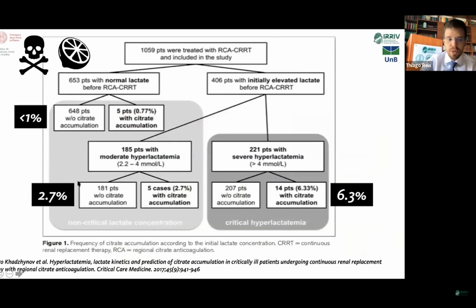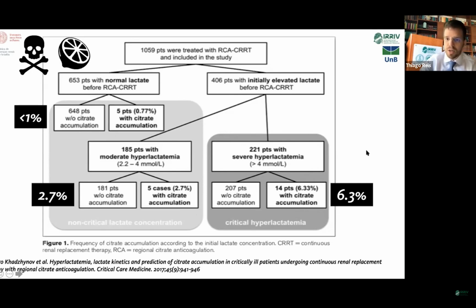In those patients, there was this debate if we could use citrate anticoagulation, and data shows that it's safe. In this analysis, including 1,000 patients, those that had normal lactate, less than 1% had signs of citrate accumulation. Those with elevated lactate, only 2% had signs of accumulation, and those with persistently elevated lactate, only 6% had citrate accumulation. So it's a rare phenomenon.